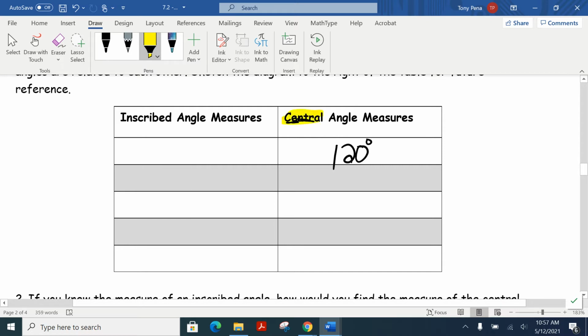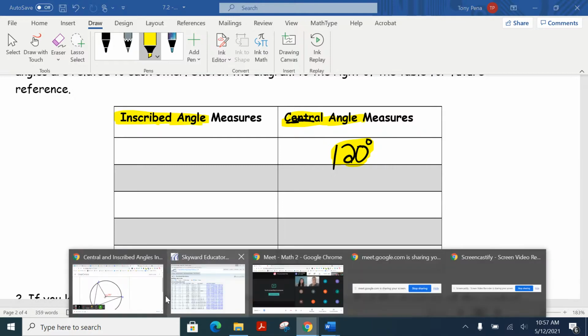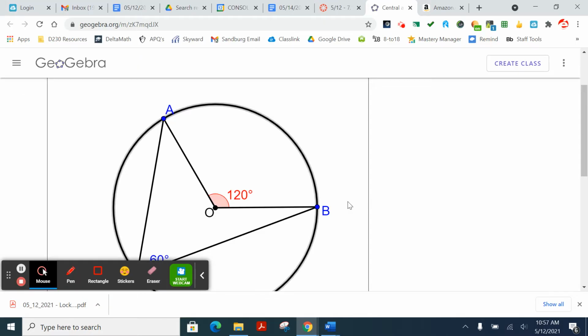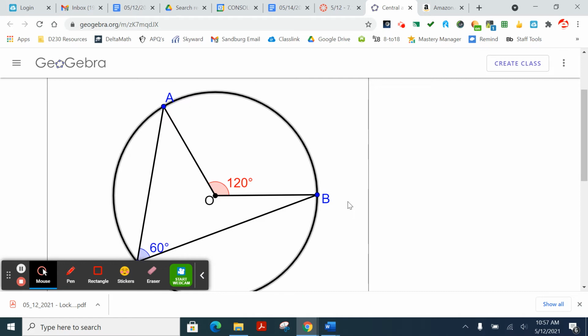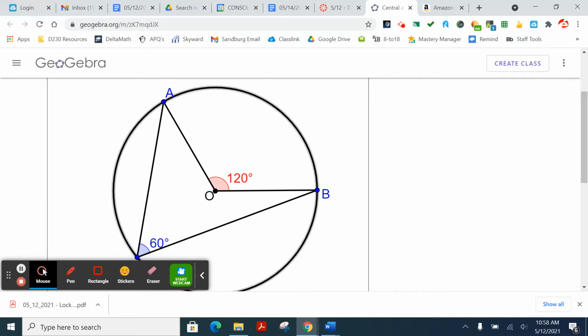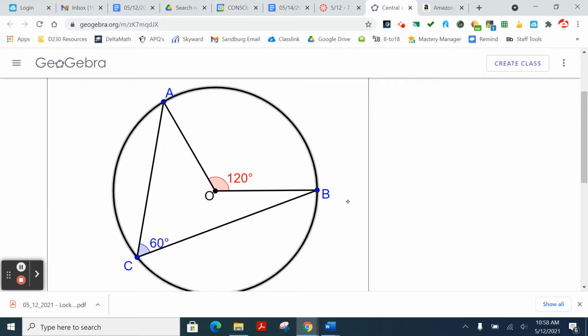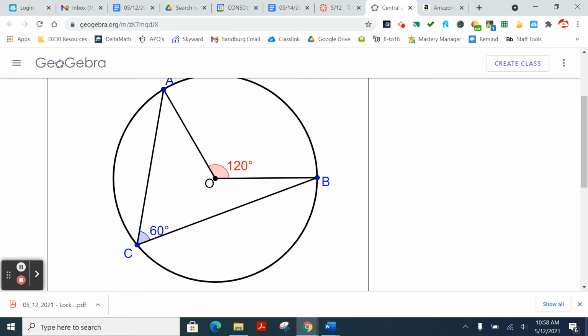So what we just found is our central angle is 120 degrees. We want to find now as well, what is that same inscribed angle? So if we go back to this, notice this same arc from A to B. Isn't that also intercepted by the angle right down here, this inscribed angle? Let me put this in here. So angle C intercepts B and A. Notice how that one is 60 degrees. So the central angle is 120. The inscribed angle is 60.